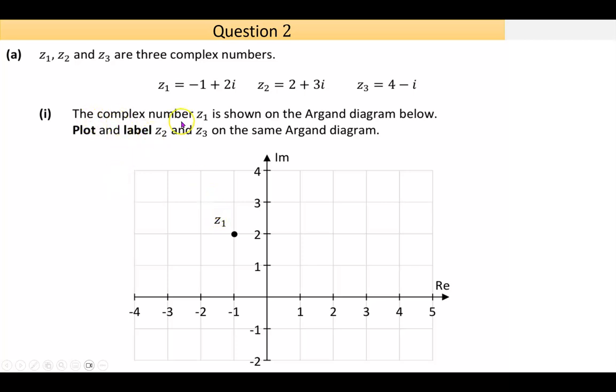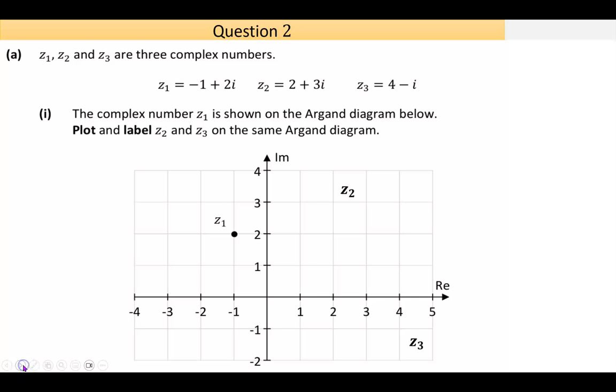And the question here states the complex number Z1 is shown on the Argand diagram below, and then says plot and label. So it's very important to label Z2 and Z3 on the same Argand diagram. Now we see it's preloaded with Z1. If you follow the trend here, the real part is similar to the x-axis. The imaginary part is similar to the y-axis. So it's here the -1 on the real, with the 2 on the imaginary. So that's -1 plus 2i.